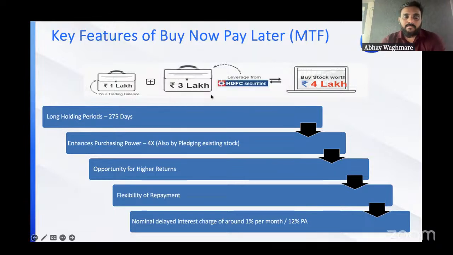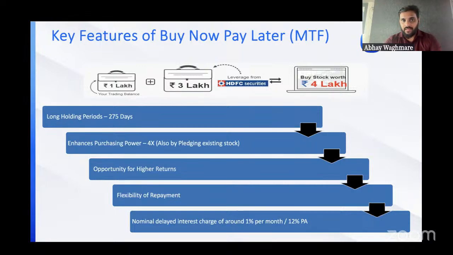Now, what are the benefits of doing this? I will talk about that in detail now. First of all, it enhances your purchasing power. There are more than 750 stocks on HDFC Sky which are MTF eligible, in which you can trade in MTF. However, the leverage for each and every stock varies. Some stocks have 4x leverage, some have 2x, some have 1x, etc. So that depends on stock to stock. However, what it does is it enhances your purchasing power.